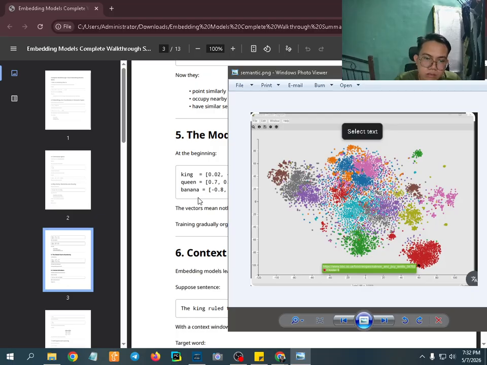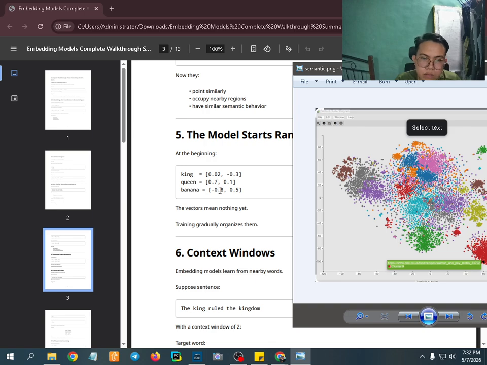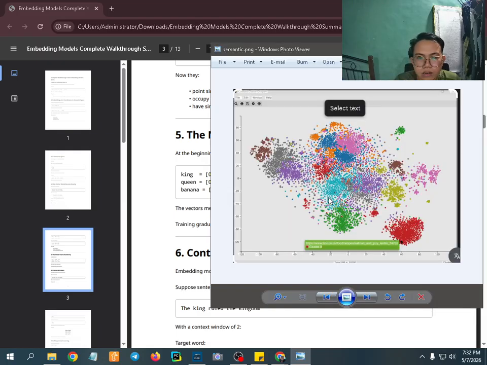But the word banana doesn't appear near them in sentences very much. That's why it doesn't have similar values, so it might appear far away from the region where king and queen belong.